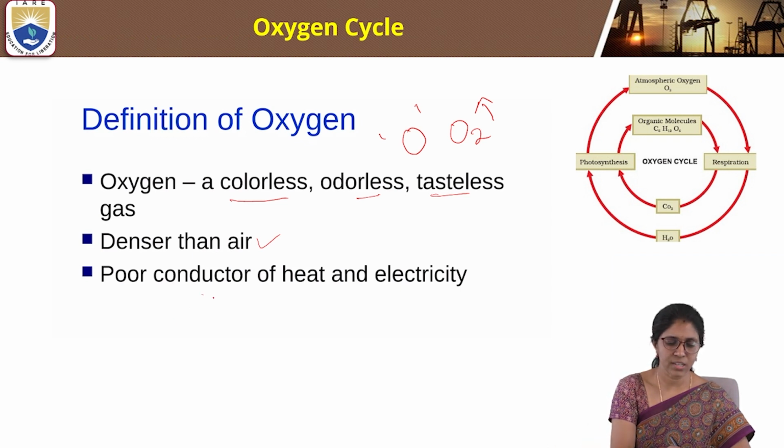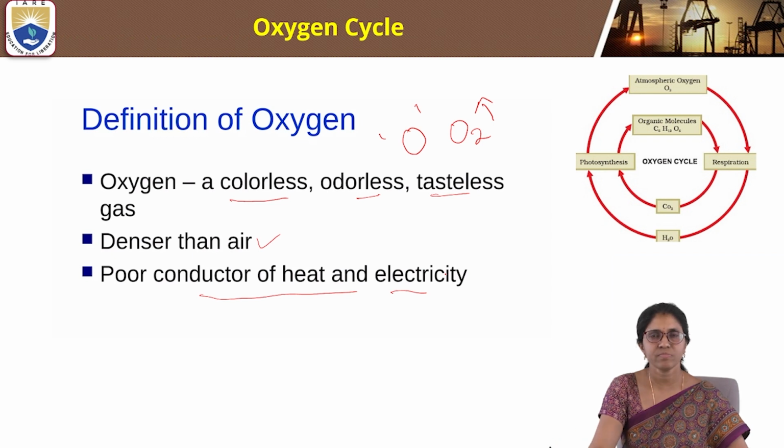Oxygen is a poor conductor of heat and electricity. Oxygen is a colorless, odorless, tasteless gas, and it is denser than air. It is a poor conductor of heat and electricity.